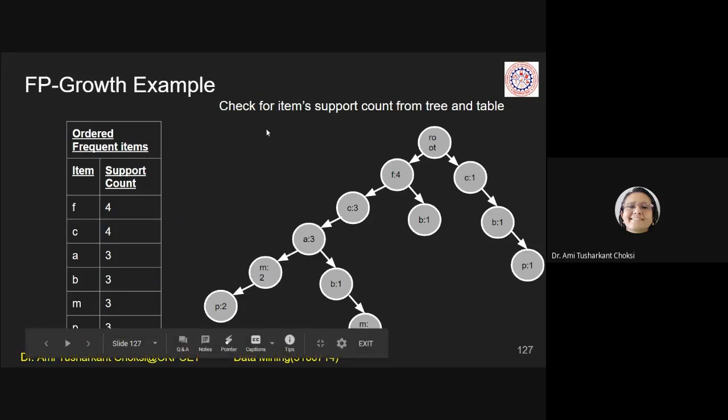Now what is there for the item support count? For F it is 4. From the tree also we need to verify that we should not miss anything for frequent items. So we have checked F is 4. Now for C, C is 3. Oh, it is wrong. No, it is not wrong. C3 is here, C1 is here. So C3 and C1, C is 4, right? We are verifying whether we have made this tree properly or not. Whatever frequent items were there, are their counts the same here or not? If they are not the same, we may have missed something. So this is the way to verify it.